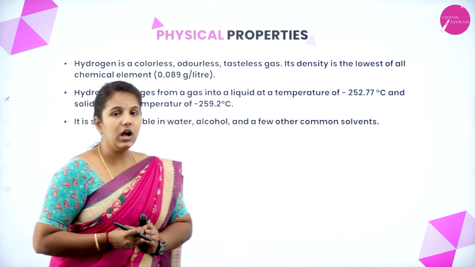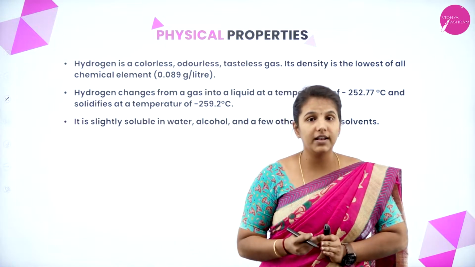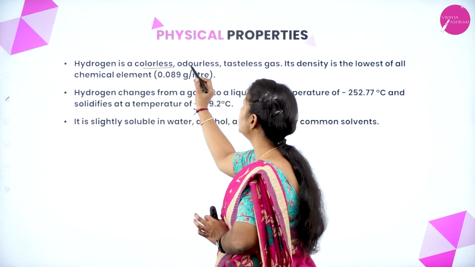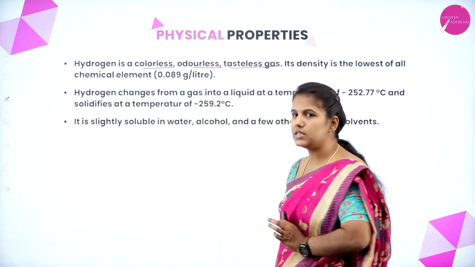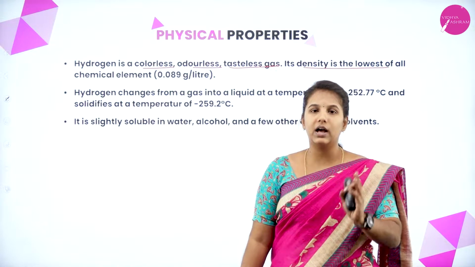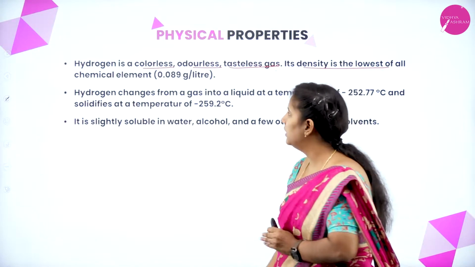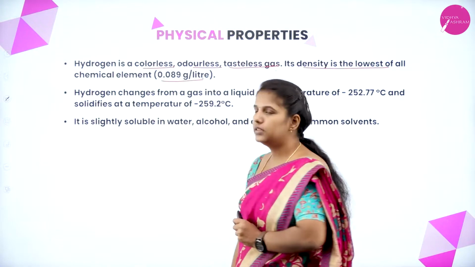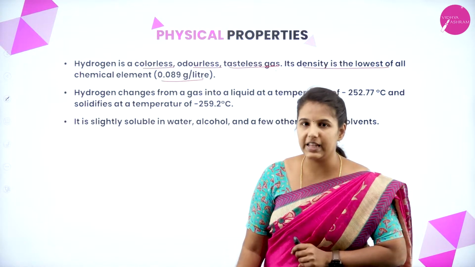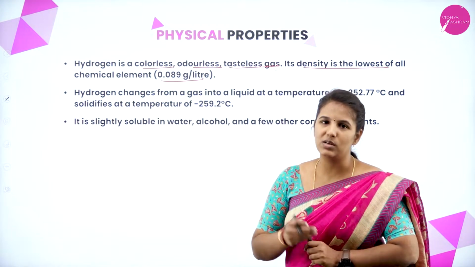When we talk about the physical properties, hydrogen gas is a colorless, odorless and tasteless gas. Usually, it has a density which is lower than the other chemical elements in our periodic table. For example, it has a density of around 0.089 gram per litre, which is very much lower compared with the rest of the elements in our periodic table.